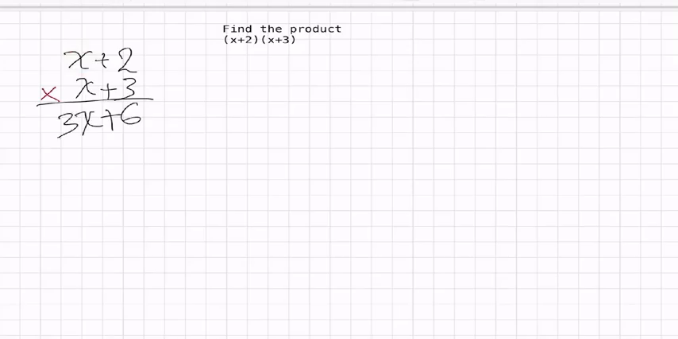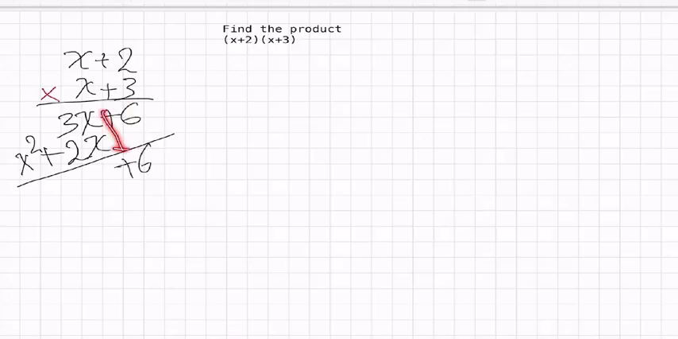Plus sign again, and we multiply x times 2 is 2x, plus, because our sign is plus, and x times x is equal to x squared. Now we add. When we add, this is 6. We have a plus sign. Then again, 3x and 2x is 5x.